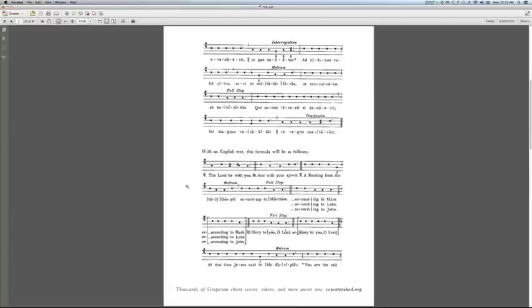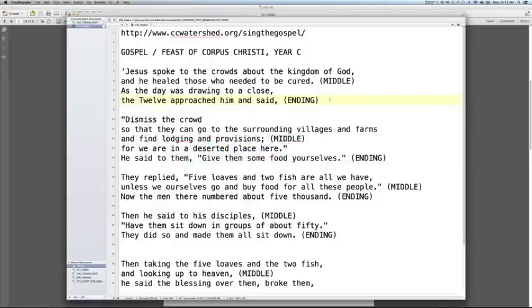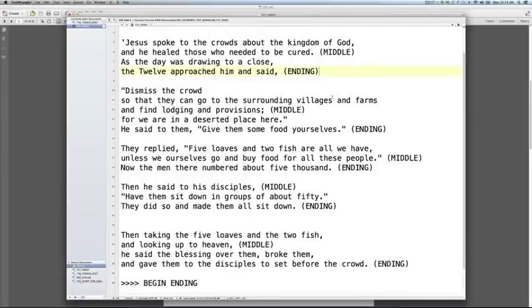Okay? In any event, whoever wrote this particular gospel, I can't remember, but let's just go on. Let's just say that it was the gospel of John. According to John. Let's see if this works. Jesus spoke to the crowds about the kingdom of God, and he healed those who needed to be cured. As the day was drawing to a close, the 12 approached him and said... Again, that's kind of odd to end in the middle of a sentence, but it's justified by the fact that we have a large quotation coming up.